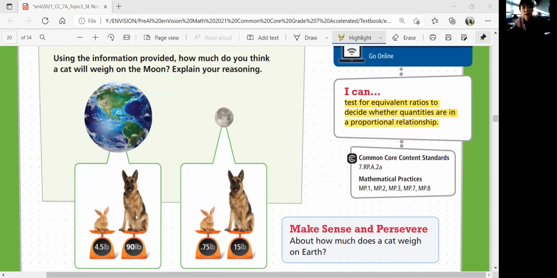So in this diagram, in this picture, we see a dog weighing 90 pounds on Earth and 15 pounds on the moon, and a rabbit weighing 4.5 pounds on the Earth and 0.75 pounds on the moon. And from what you know about cats, how much do you think a cat will weigh on the moon?